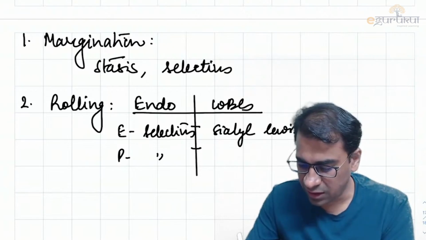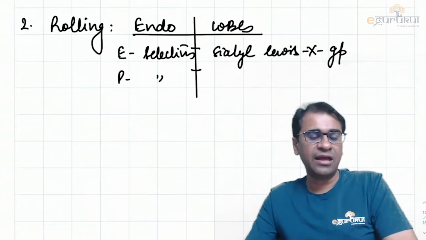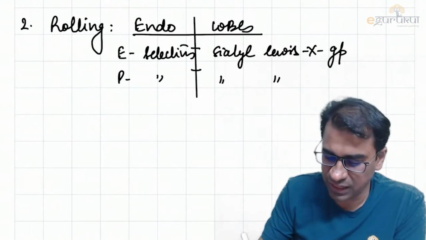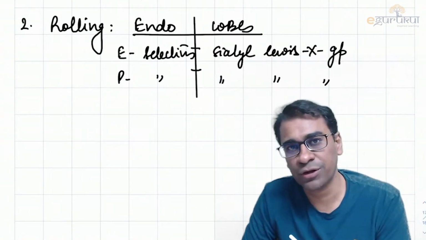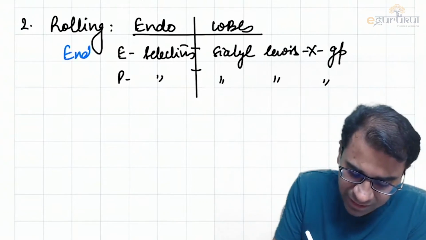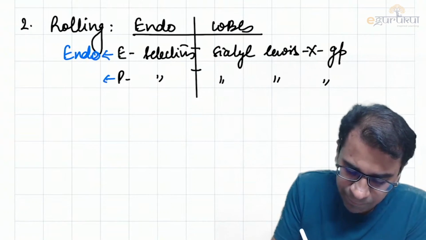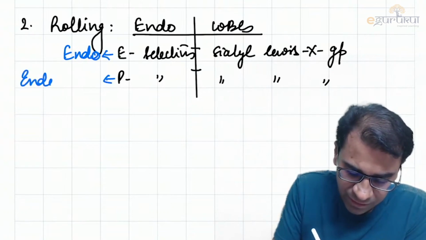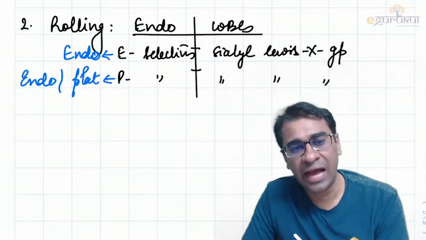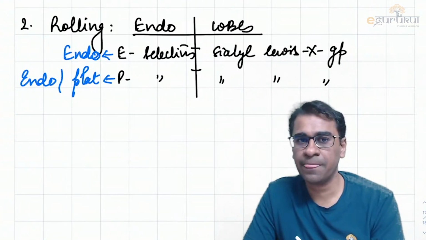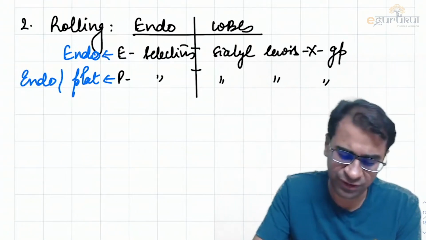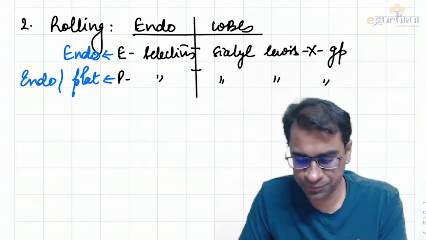Sialyl Lewis X glycoprotein. Remember, the endothelium has E selectin, whereas P selectin is on endothelium and platelets. There is also something called L selectin, but because it is not very frequently used, we will not talk about that.